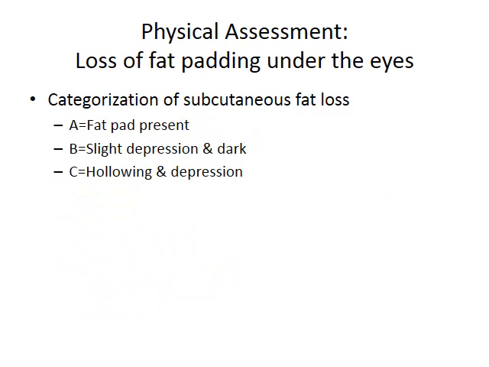Loss of fat padding under the eye can then be categorized as A, the fat pad is present, B, there's a slight depression with darkening of the skin, or C, the area under the eye is hollowing with a significant depression.